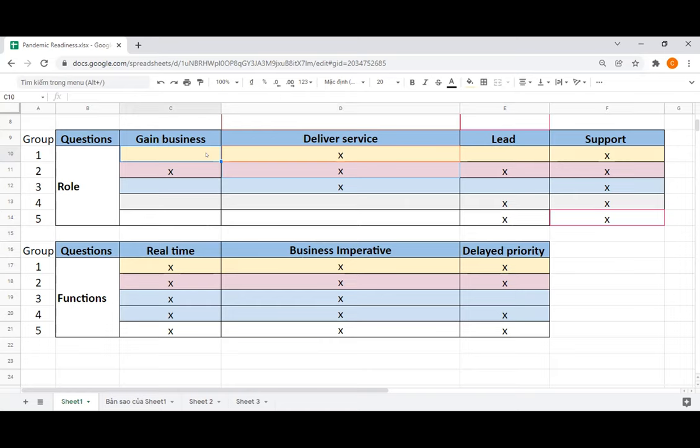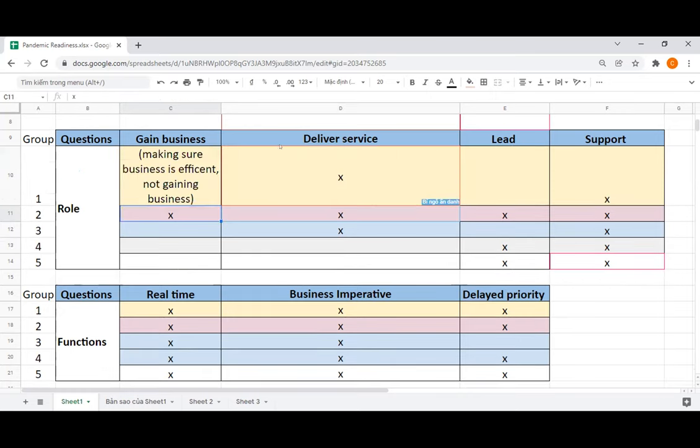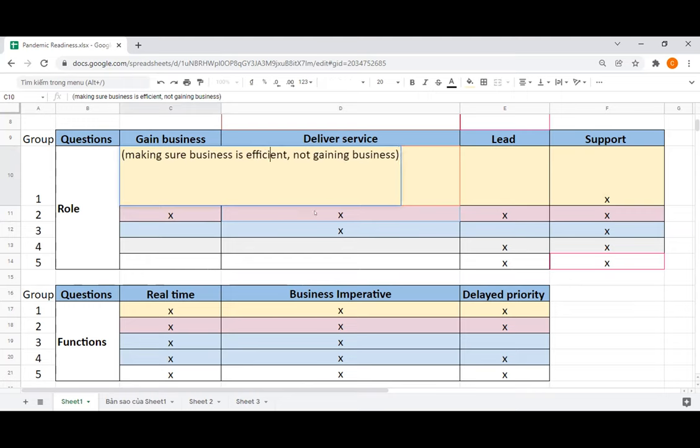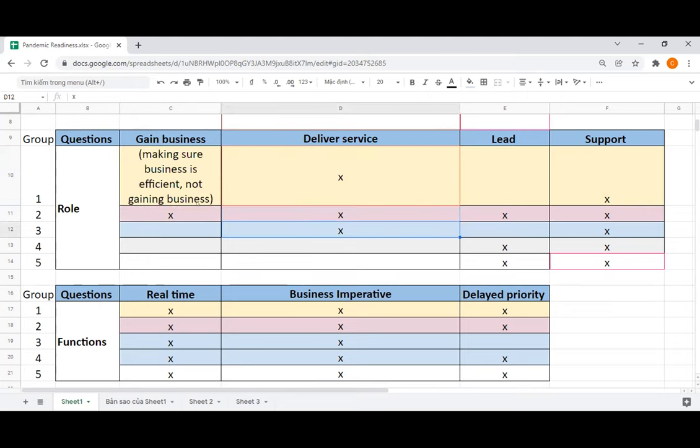Certainly, I fully understand that, but I don't think that's gaining business. That's making sure the business is efficient. You're not putting billboards up saying this airline's flight is going to suit your needs better, use us instead of another airline. You're not doing any of that, are you? You're not choosing how much it's going to cost a passenger. That's another part of the business doing that. So I don't think you're gaining business, you're delivering the service, right? And arguably a supporting function. Do you understand the difference?